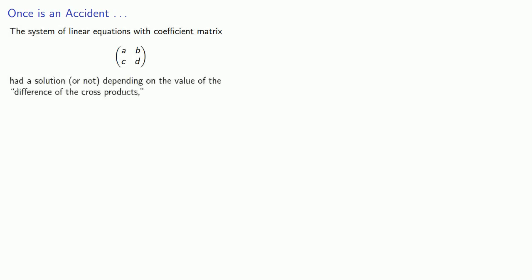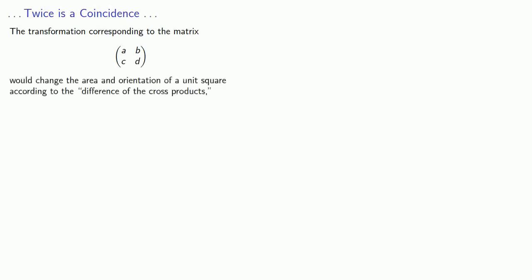So if you've been working in linear algebra, there is a particular expression that keeps reoccurring. For example, the system of linear equations with the coefficient matrix has a solution or not, depending on the value of what we might call the difference of the cross products AD minus BC. Meanwhile, if we consider the transformation corresponding to the same matrix, we find that this would change the area and orientation of a unit square according to the difference of the cross products AD minus BC.